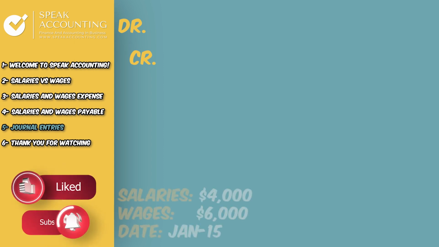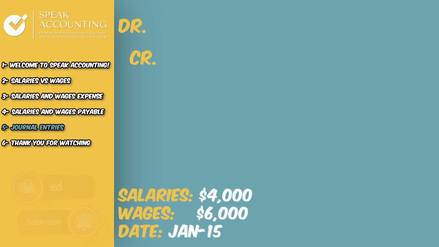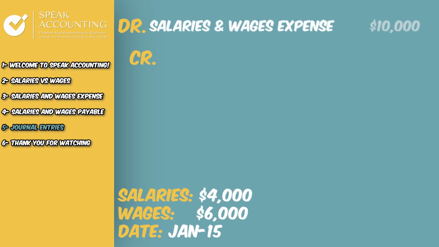Suppose a business pays $4,000 in salaries and $6,000 in wages to its employees on January 15th for the first half of January. How do we record this transaction? Well, we debit salaries and wages expense for $10,000 because we incur an expense of paying our employees, and we credit cash for $10,000 because we reduce our cash or bank by paying our employees. The journal entry would look like this: debit salaries and wages expense $10,000, credit cash or bank $10,000.